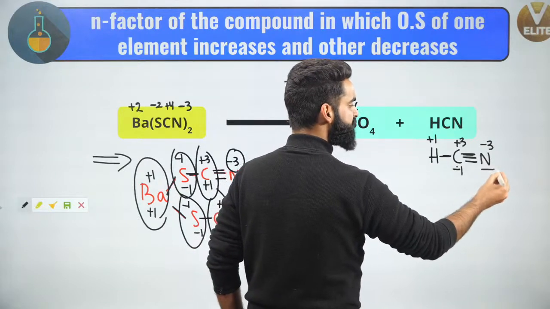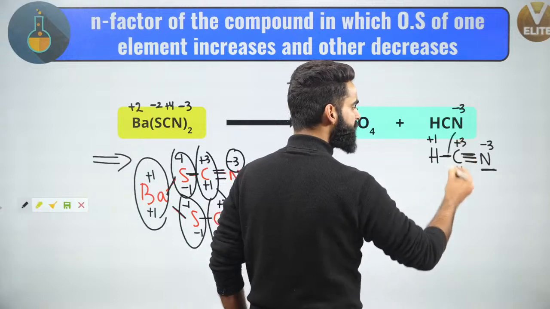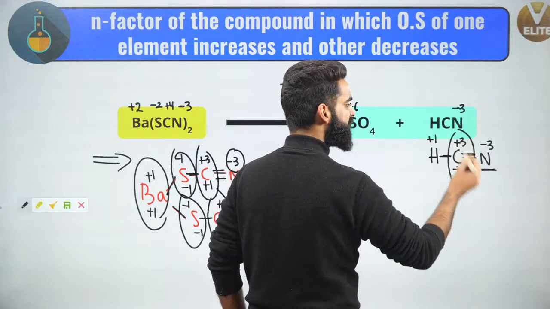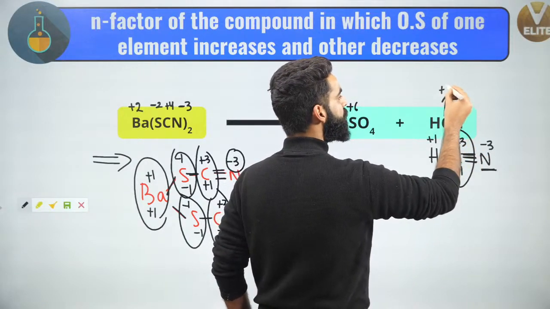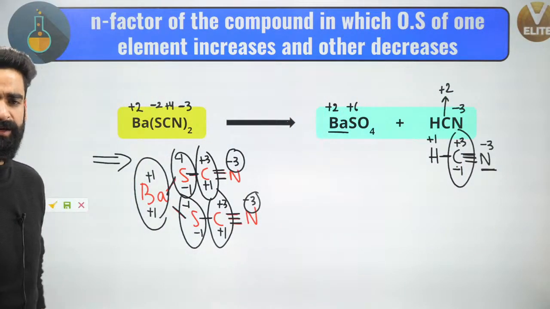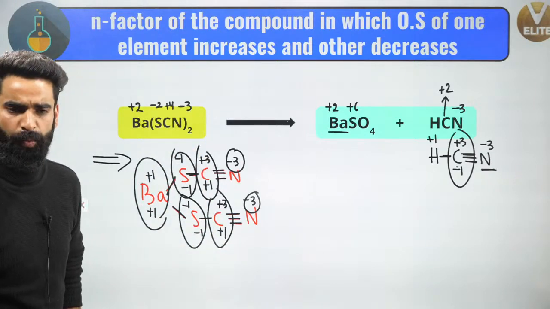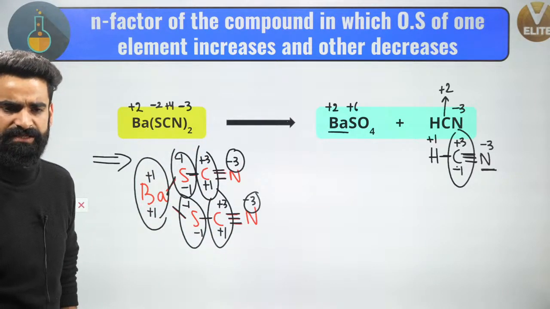What about the net charge present on this nitrogen? Is -3. Oxidation state of nitrogen right here is -3. What about the oxidation state of this carbon right here? +3 -1. Isn't it going to be +2? Yes, +2. Very simple. Now people check properly what all elements are changing their oxidation states. What all elements are changing their oxidation states?